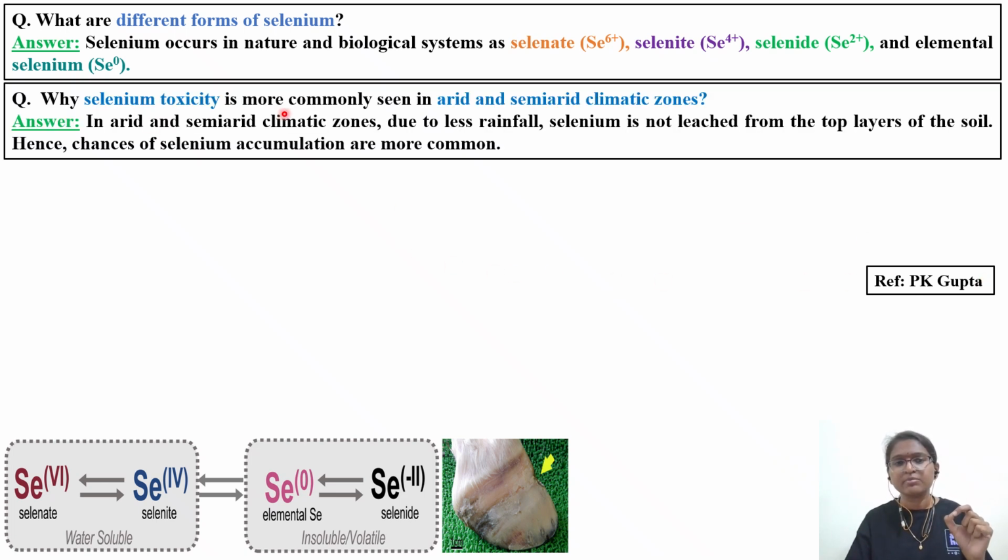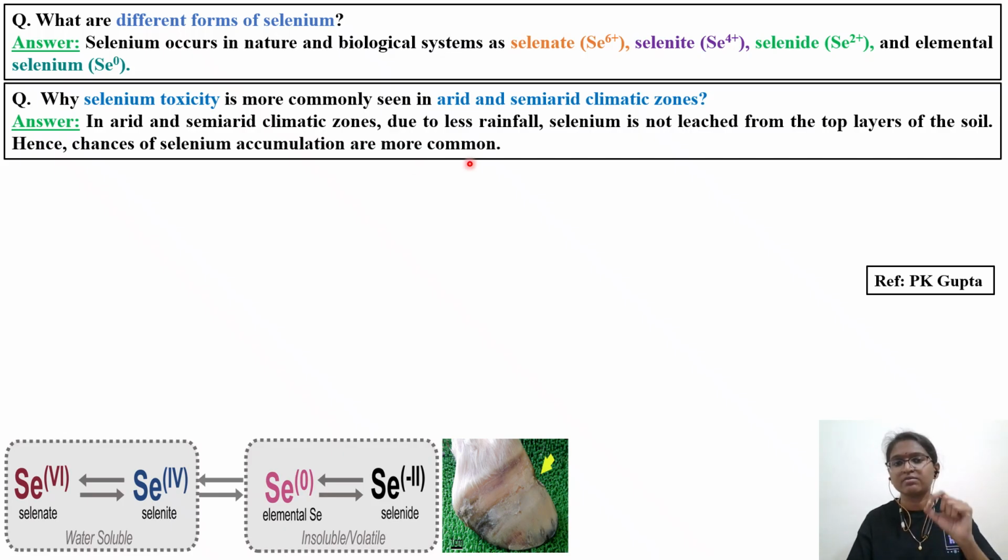Next, why is selenium toxicity more commonly seen in arid and semi-arid climatic zones? I told you, based on the geographical area, if the soil is deficient, then the plants grown in that deficient soil are consumed by the cattle. In arid and semi-arid climate zones, due to less rainfall, selenium is not leached from the top layer of the soil. Hence, chances of selenium accumulation are more common.